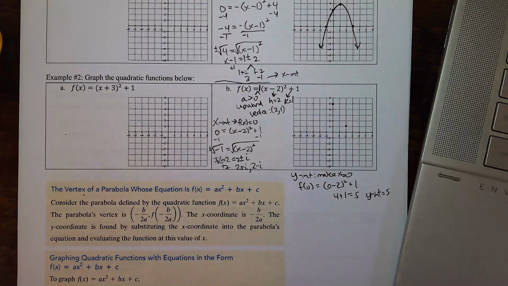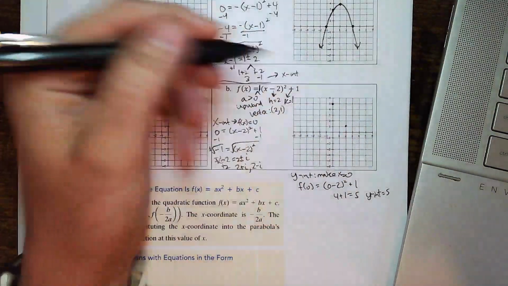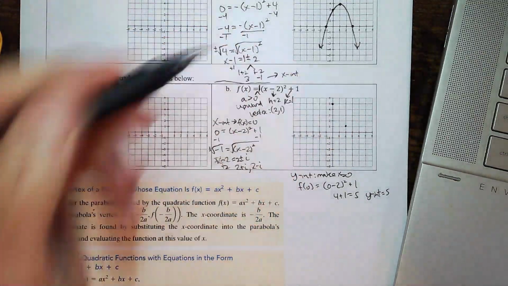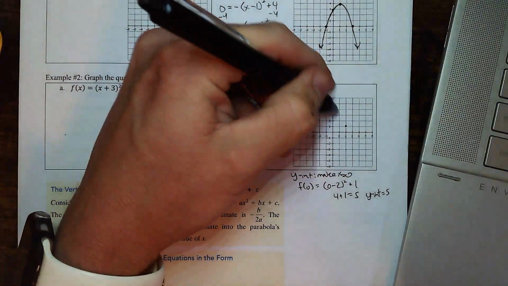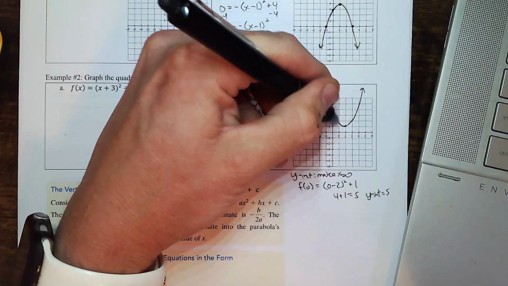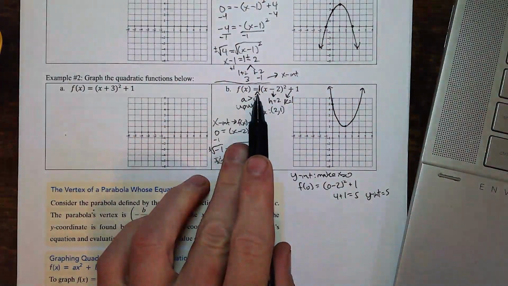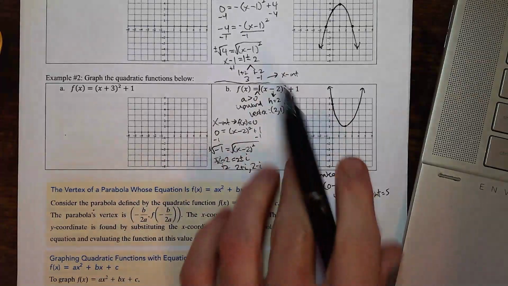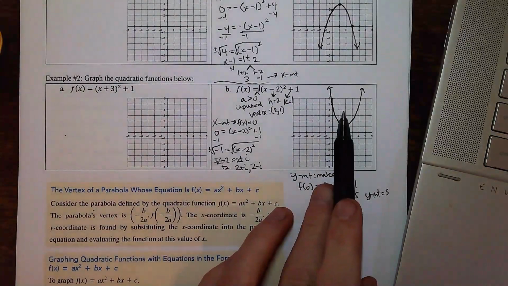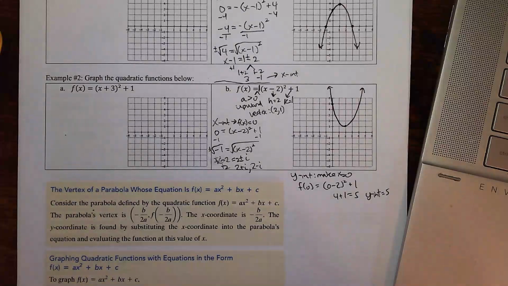Okay, and then plot any additional points as necessary. On this one, it's going to open upward, and there's no x-intercept, so the only points we have to work with are the vertex and the y-intercept. So you can go plot. Now, if there was a number bigger than 1 multiplying in front, it would make the graph narrower. If there's a number between 0 and 1, it would make it wider. So you do have those things to look at.